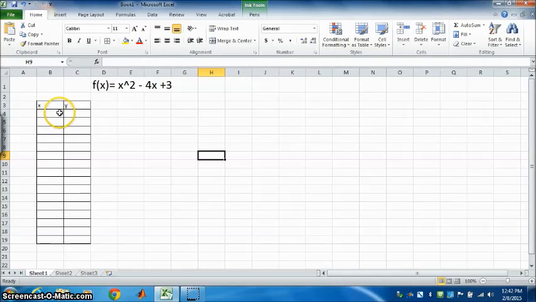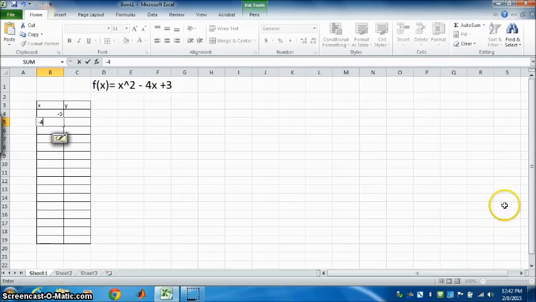Let's plot the graph of f(x) = x² - 4x + 3. Let's try. We'll make a table for x, y. Take different values of x. Let's start with -5. Then -4.